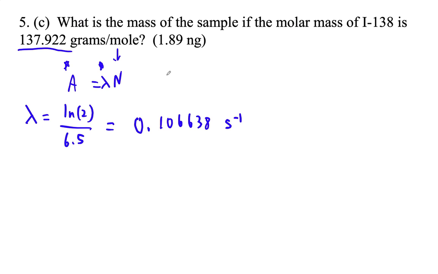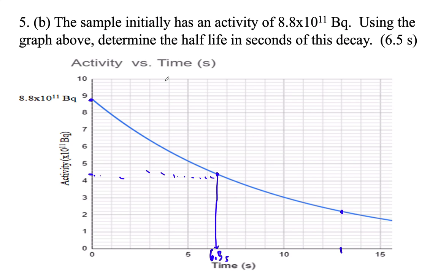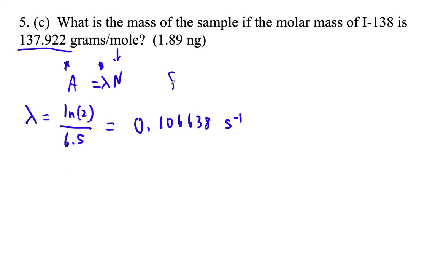Right, so now we can go, what was that activity? 8.8 times 10 to the 11th counts per second, right? Equals 0.106638. That's a pretty high probability, right? 1 in 10 chance. Okay, times n. And now we can find what n is.